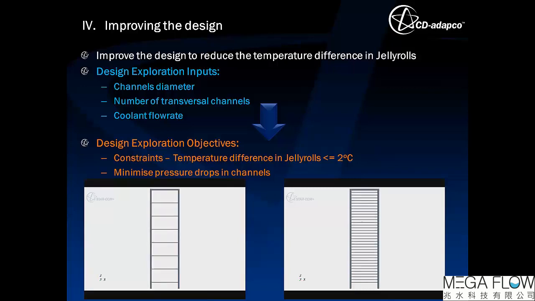I will specify a constraint. So what I would like to do is to ensure that the design I'm setting helps me to reach a temperature difference in the jelly roll that is less than or equal to 2 degrees. But also, this design should minimize the pressure drops in the channels.